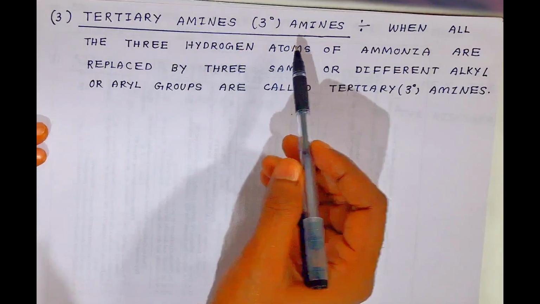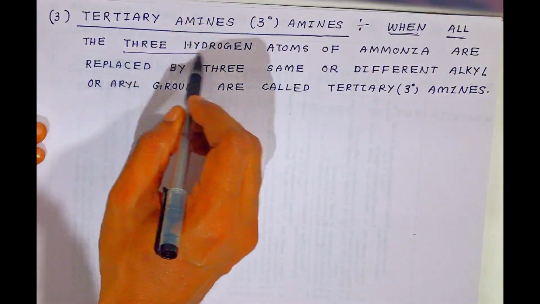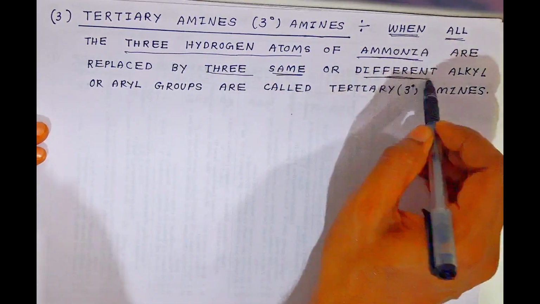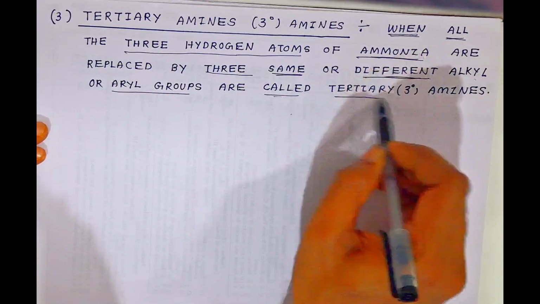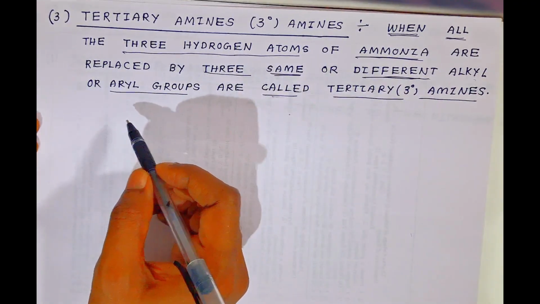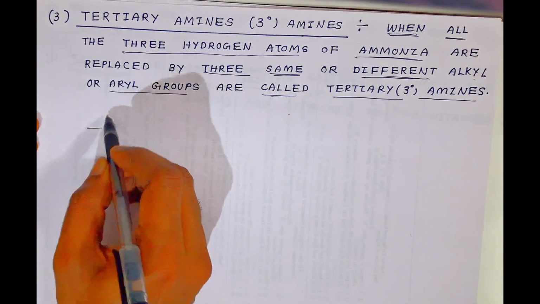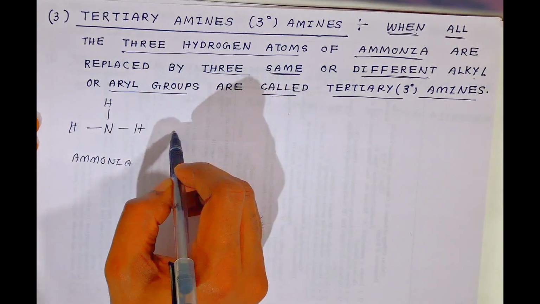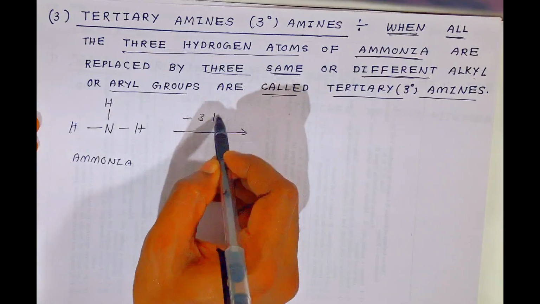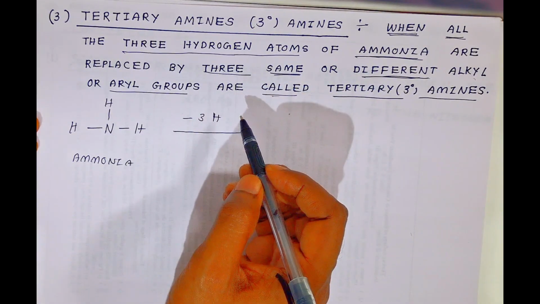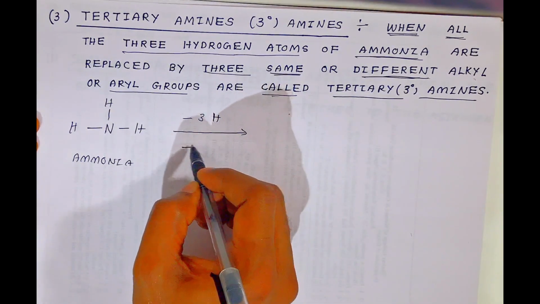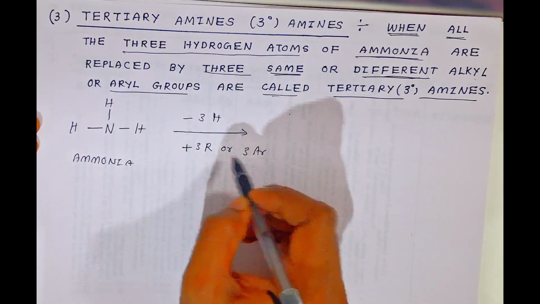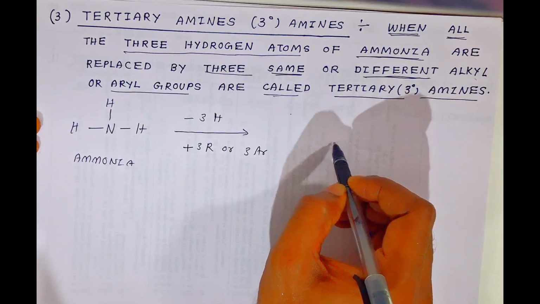Now, what are tertiary amines, students? When all 3 hydrogen atoms of ammonia are replaced by 3 same or different alkyl or aryl groups, they are called tertiary amines. Okay students, so here again you have ammonia. If nitrogen has 3 hydrogen atoms, this molecule is called ammonia. Now when all the 3 hydrogen atoms, now we are going to replace with 3 aryl groups or 3 alkyl or aryl groups. Okay students, so this way you are getting the compound.